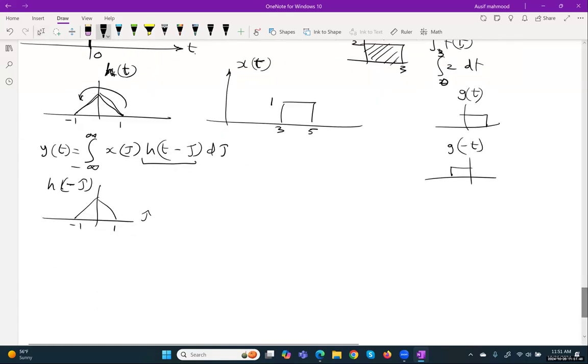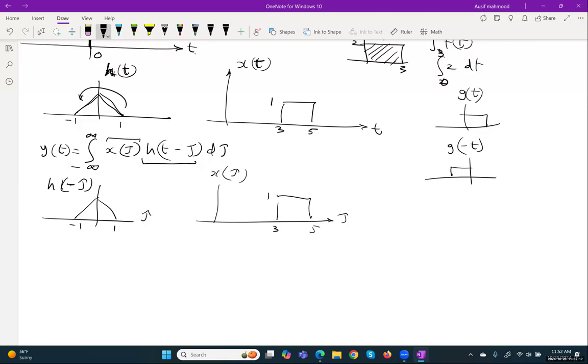x of t. So this was x of t. Because I want x of tau before I multiply them and integrate them. So what will be x of tau? X of tau will still be the same. This was t before. It will become tau. I'm just changing the variable. So it will still be 3, 5, and the magnitude is 1. So this is x of tau, right?